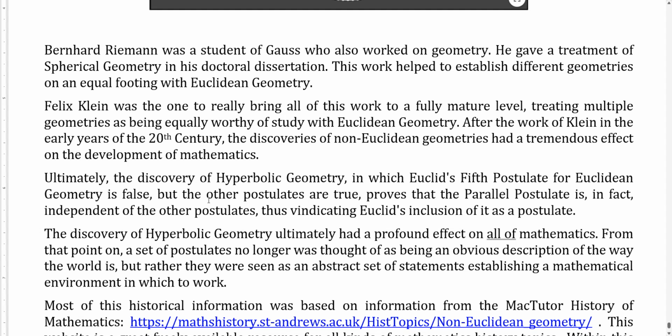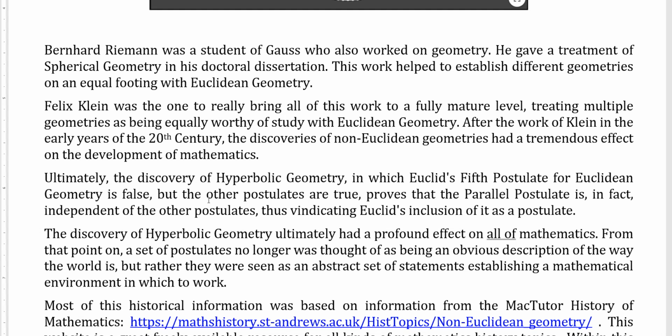Bernhard Riemann was a student of Gauss who also worked on geometry. He gave a treatment of spherical geometry in his doctoral dissertation, and this work helped establish different geometries on an equal footing with Euclidean geometry. Felix Klein was the one to really bring all this work to a fully mature level. He treated multiple geometries as being equally worthy of study within Euclidean geometry. And after the work of Klein in the early years of the 20th century, the discoveries of non-Euclidean geometries had a tremendous effect on the development of mathematics.